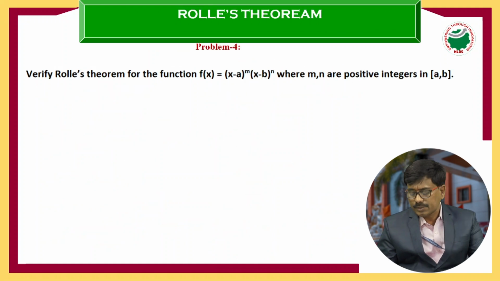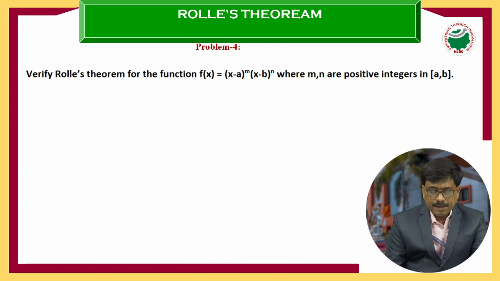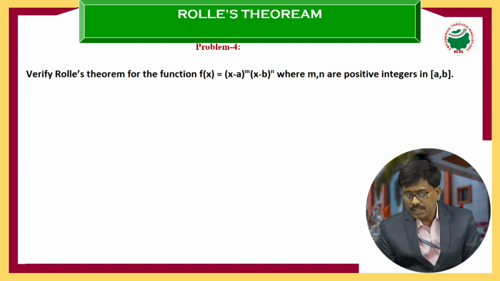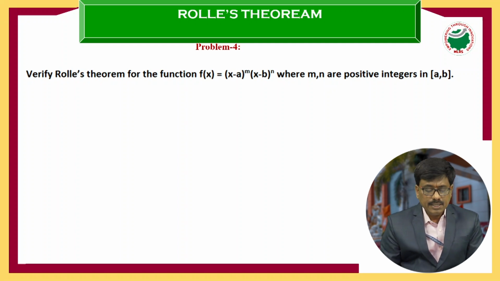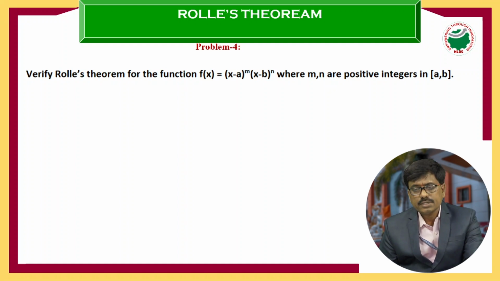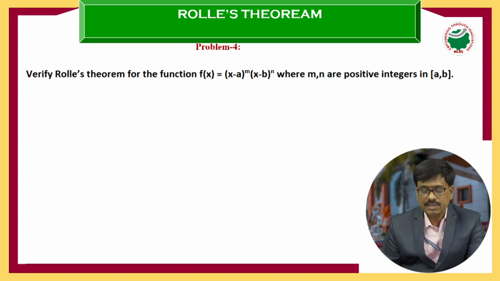We'll go with the example 4 problem. Here, verify the Rolle's theorem for the function f of x is equal to x minus a whole power m, x minus b whole power n, where m and n are positive integer values in the closed interval a comma b. Here, already we know x minus a, m and n are the positive integer values in the closed interval a comma b.